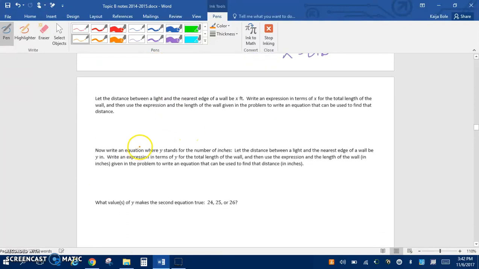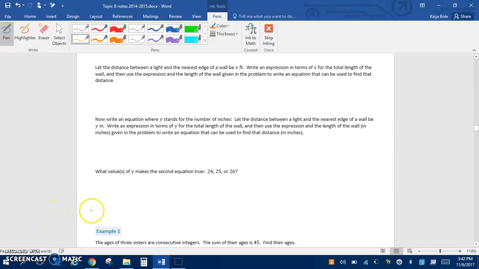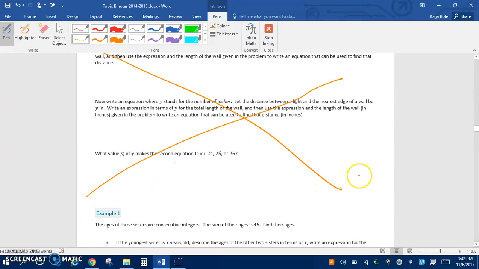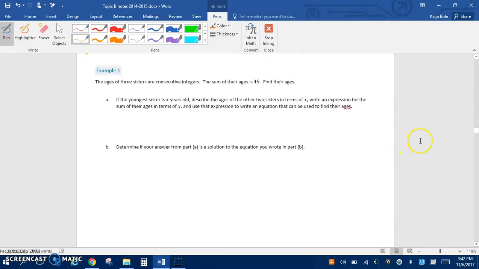And we are skipping this whole top part, so you can go ahead and cross that off. We're not going to do that. So we're going to go right down to example 1. It says that the ages of 3 sisters are consecutive integers. The sum of their ages is 45, and it says to find their ages. So when it says consecutive, this means in a row. So they're one right after another.